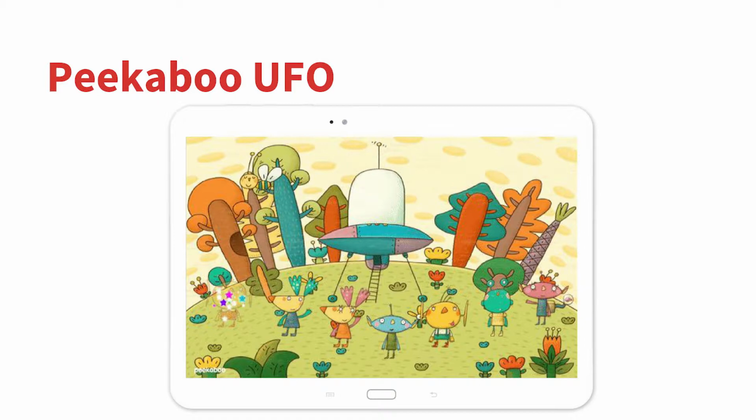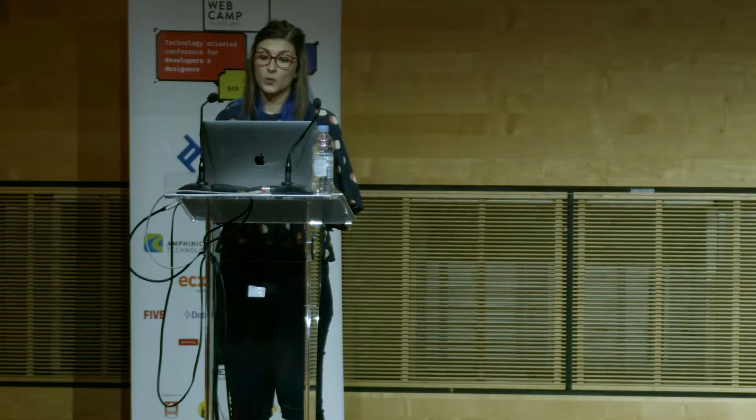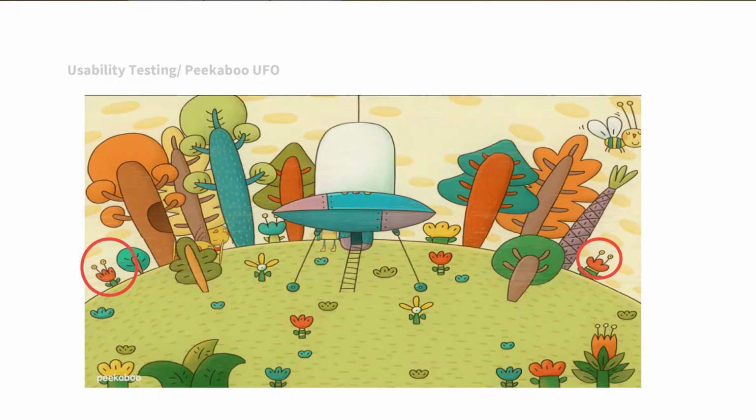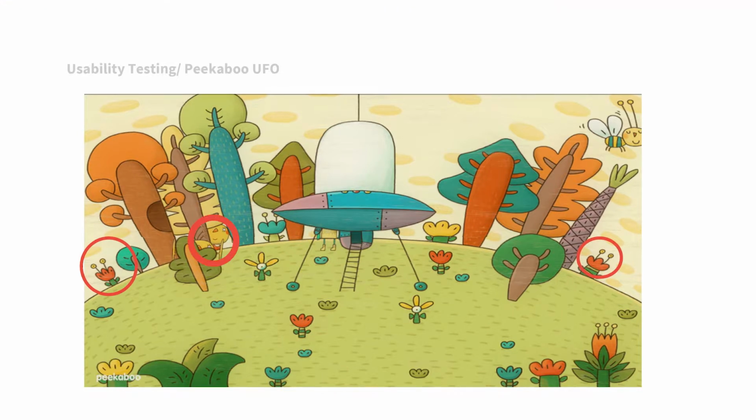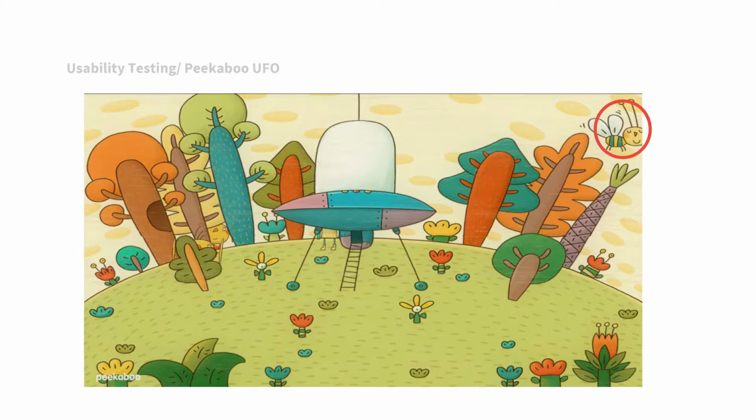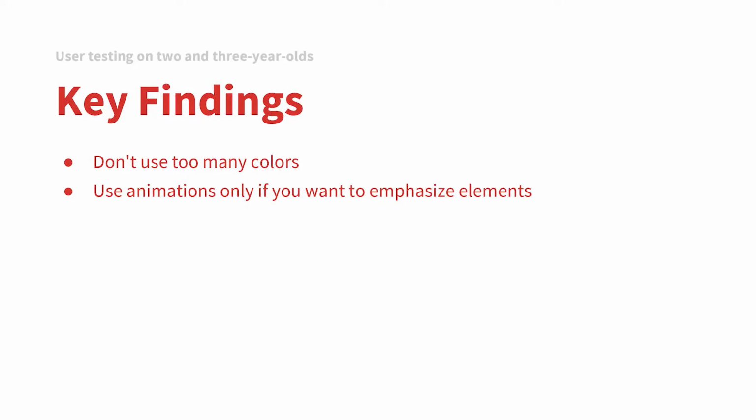Peekaboo UFO. You can see a colorful scene with textures. There are some plants which look similar to the alien characters participants looked for. And what was interesting, participants looked for the eyes. And because of that, they thought that plants were the alien characters. Also, I noticed that the bee, which was flying around, disturbed their attention. So if they didn't see any characters, they would just tap on it without any reason. So my findings from this game were, don't use too many colors, and use animation only if you want to emphasize something.